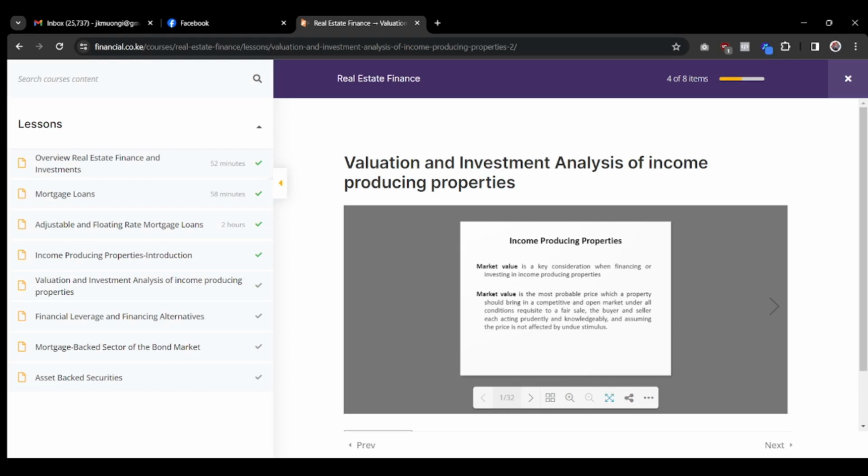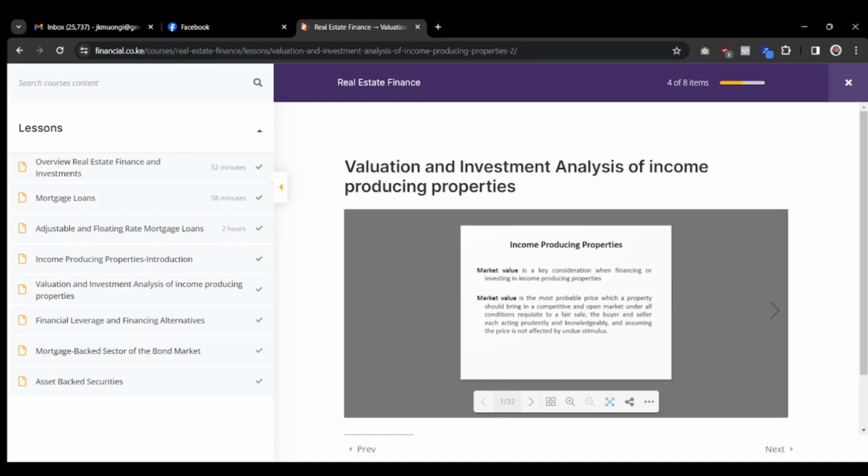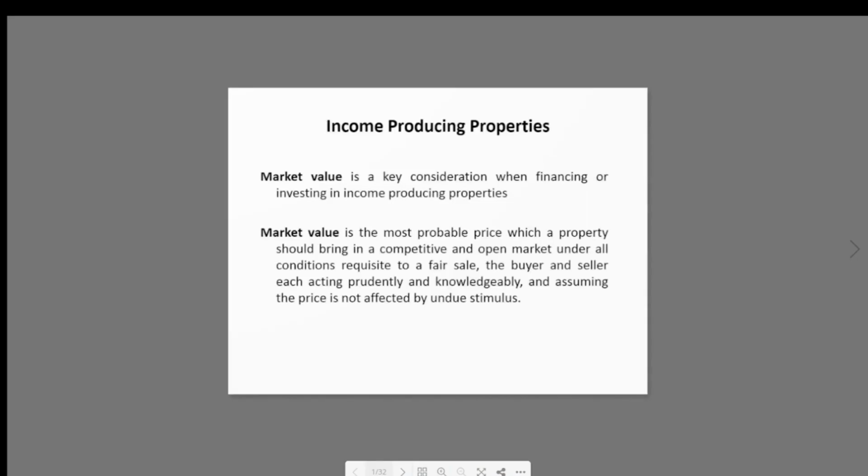In this chapter, we're going to look at valuation and investment analysis of income producing properties. When it comes to income producing properties, market value is a key consideration for financing or investment.